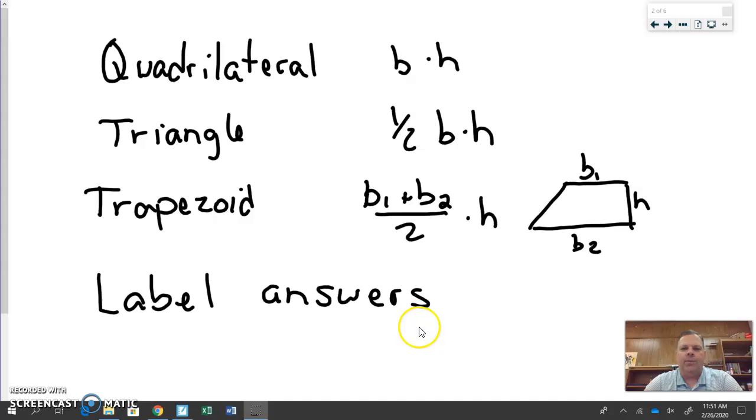If they are perimeter or circumference, we just label them like feet, inches, millimeters, things like that. If they are area, we are going to label them square feet, square miles, square inches, etc. That will be taken on the test tomorrow.